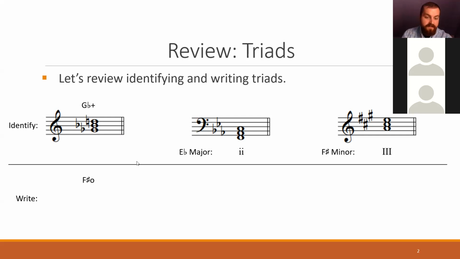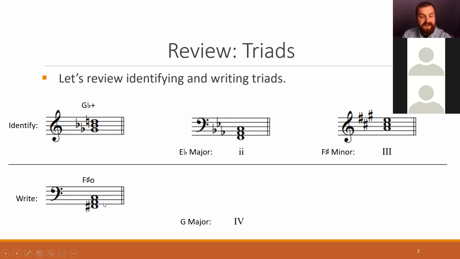So F sharp is one of those 3 notes. We have F sharp, we have A natural, we have C natural. F, G, A, B, C. That gives us a fifth. So yes, F sharp, A natural, C natural, F sharp diminished.